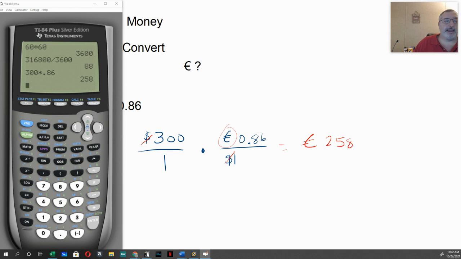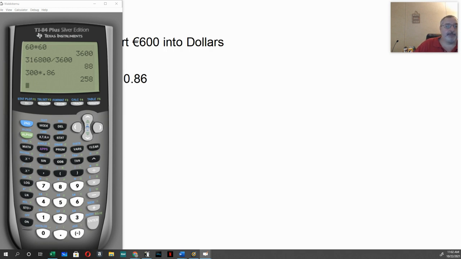Okay, and sometimes you're going to be asked to go the opposite direction. So to convert this back into a dollar, same process. So this time we got 600 euros. We're going to convert it into dollars. We're going to do the same process. We're going to start off with our fraction, which is 600 euros. We don't have a denominator, so we make it 1. Now we use our conversion.